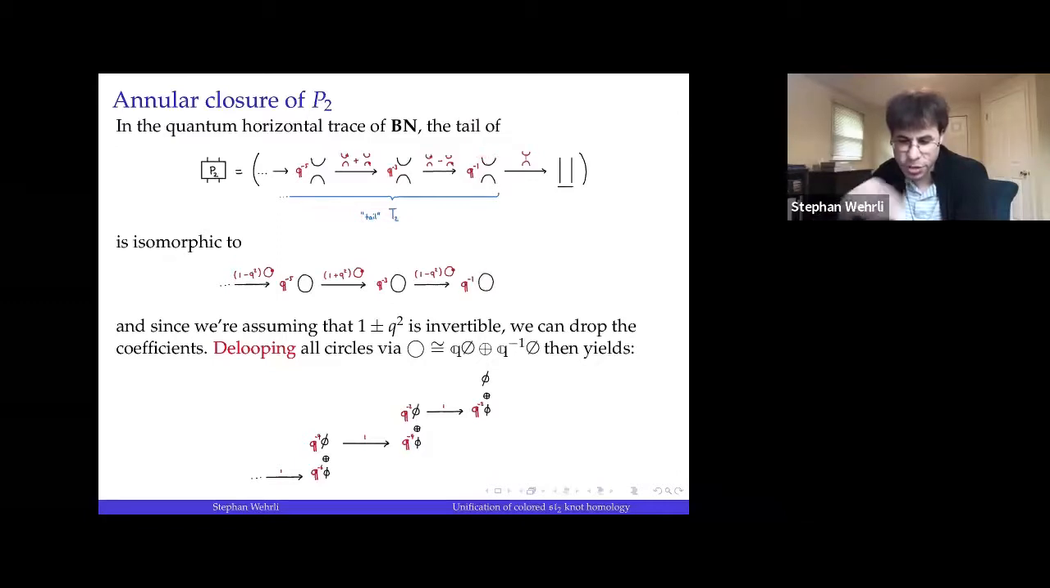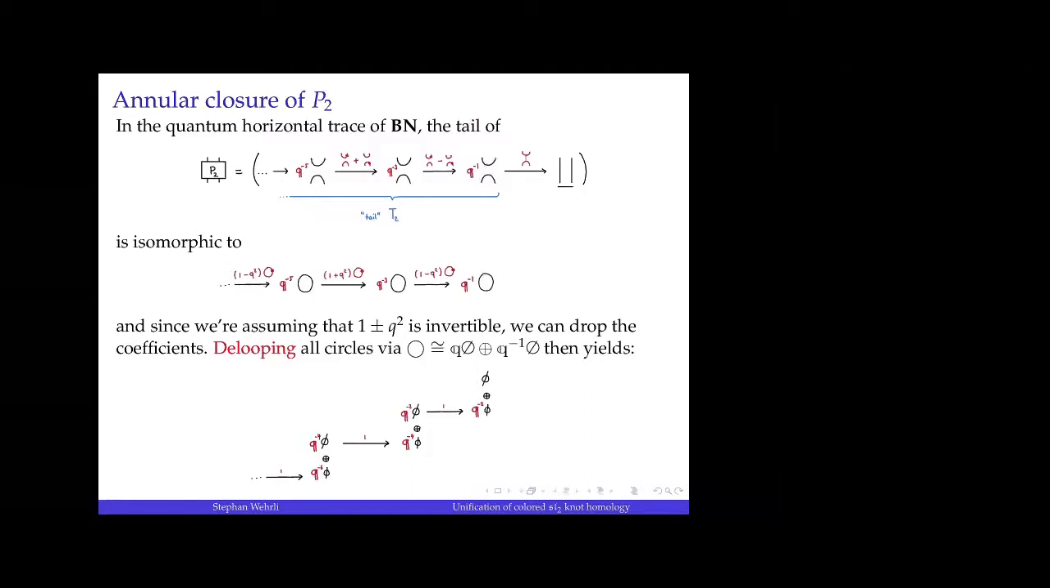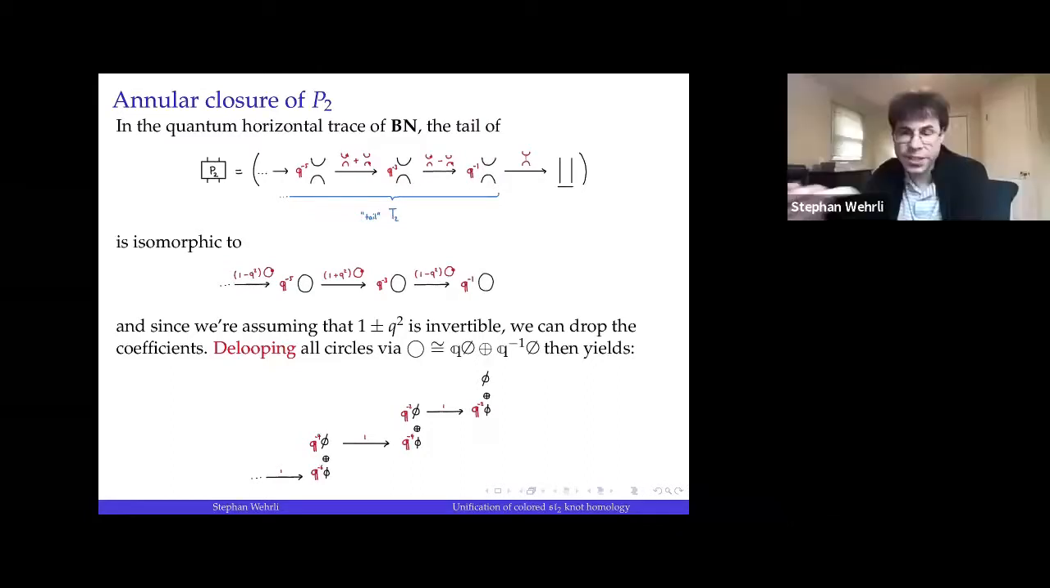So I'm just moving this to the bottom. Now when we do that, I'm using this naturality property of the quantum horizontal trace that I mentioned earlier. When we do that, we have to keep in mind that the dots have non-zero degrees. This means that in the differentials, we now see some powers of Q. But we're assuming that 1 plus or minus Q squared is invertible, so all these factors are invertible, and we can just ignore them.